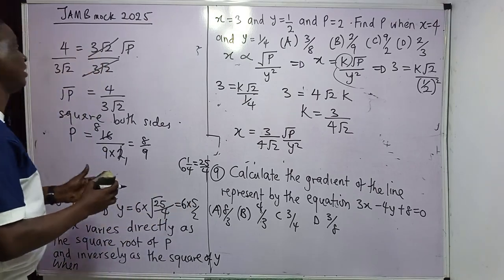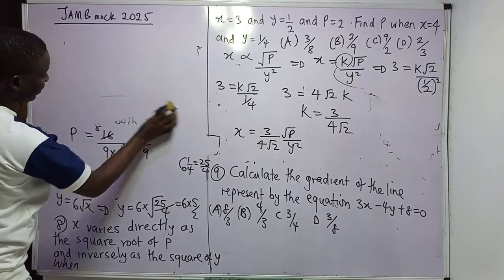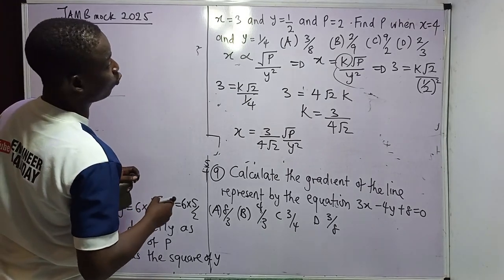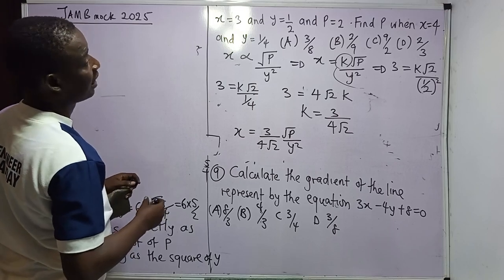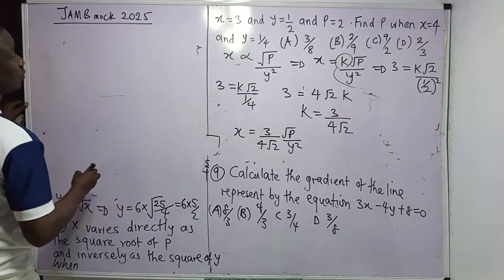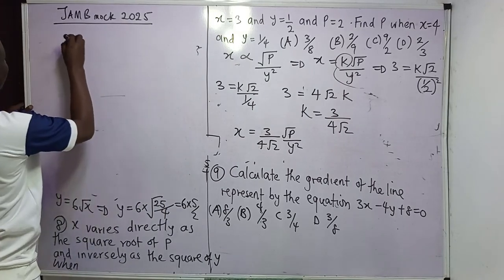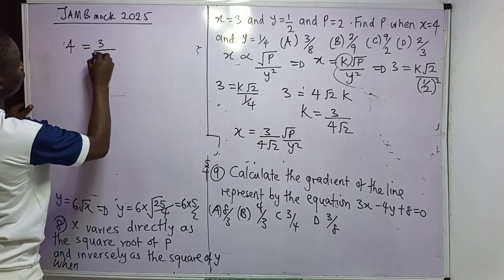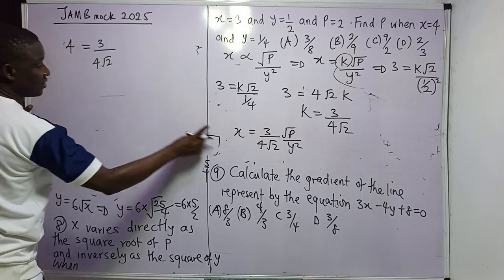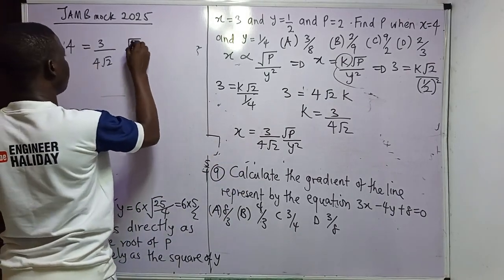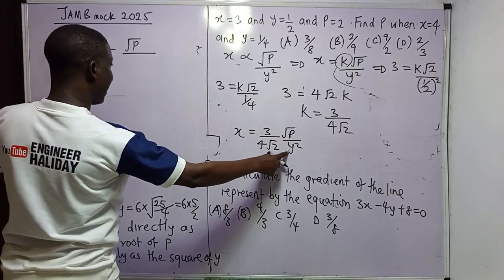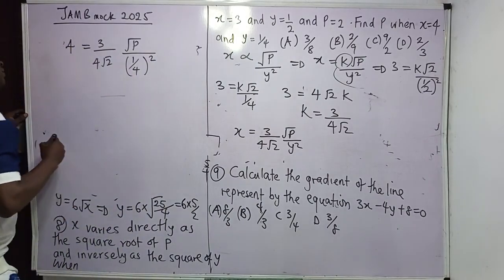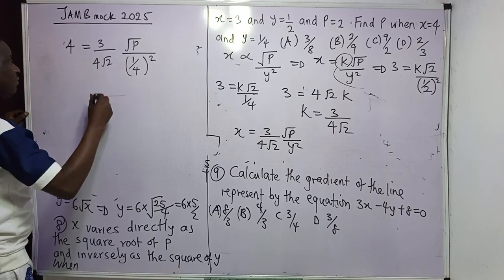So the question now says that we should find P when Y equals 1 over 4 and S equals 4. So what we want to do is S equals 4 equals 3 over 4 root 2, S equals 4, the square root of P over Y squared. What is our Y? Y is 1 over 4. We did not use the square since. I'm sorry for that. So that's why we're having a miss.